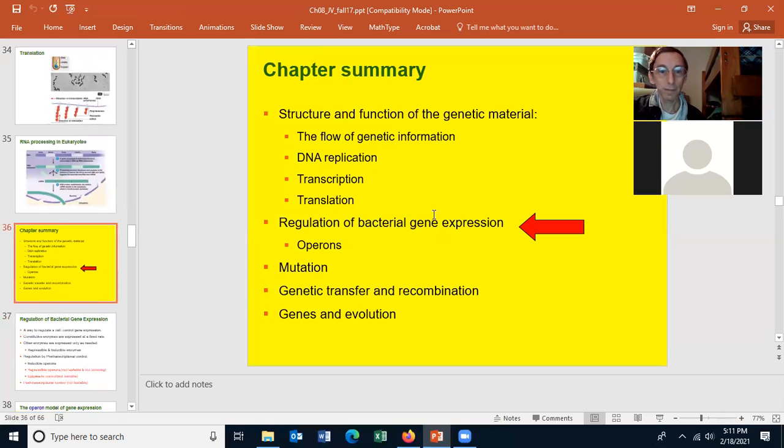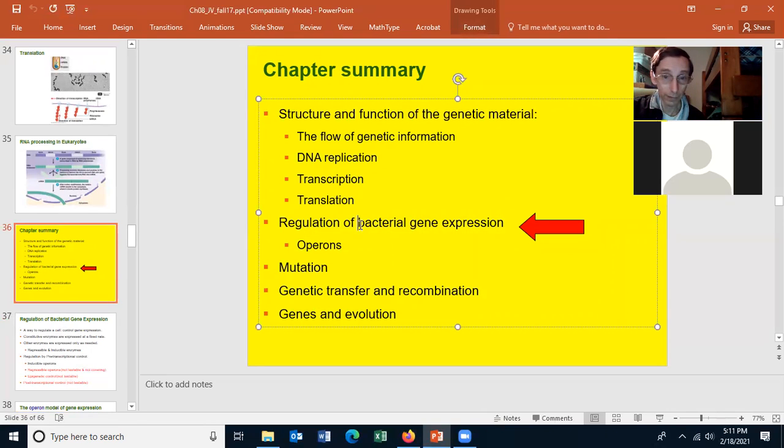All right, so we talked about the structure and function of the genetic material. Now let's move on to regulation of gene expression. And we're going to focus on the regulation of bacterial gene expression. Eukaryote gene expression is similar. It does use operons to control gene expression. It's just that the control is more complex and there's more regulation of gene expression in eukaryotes.